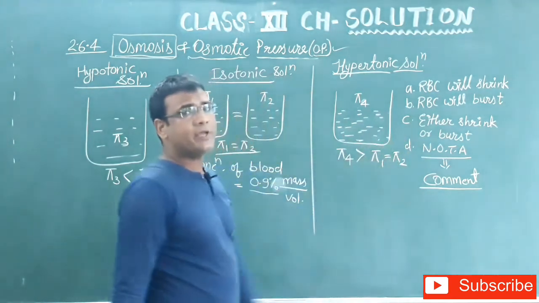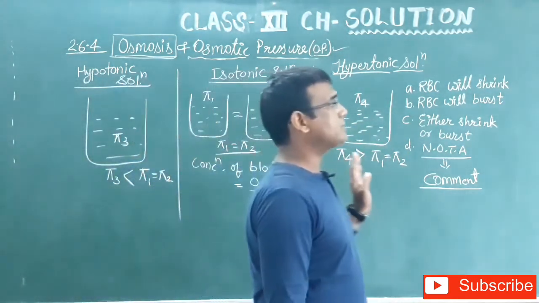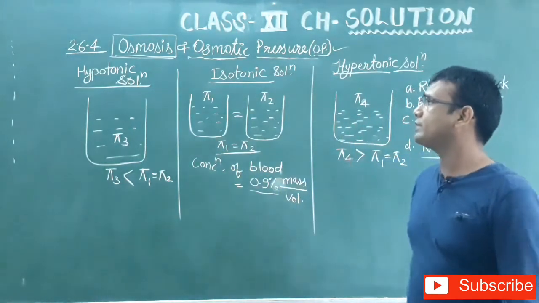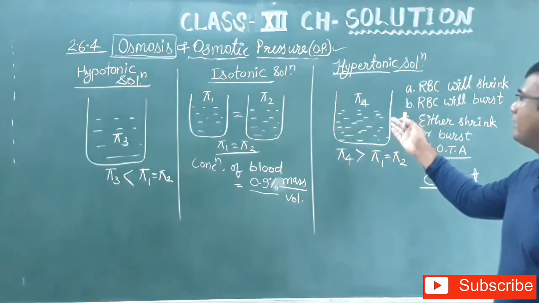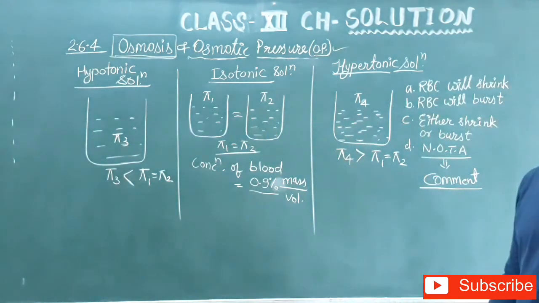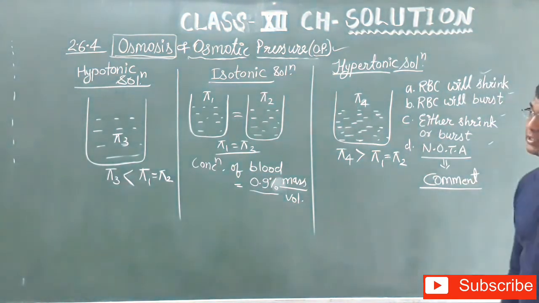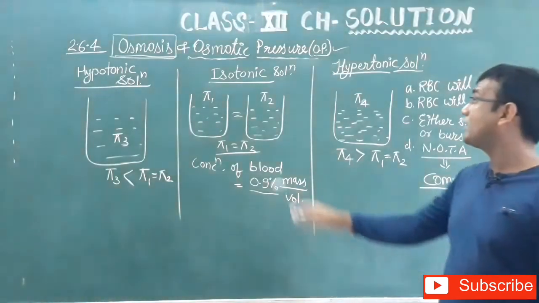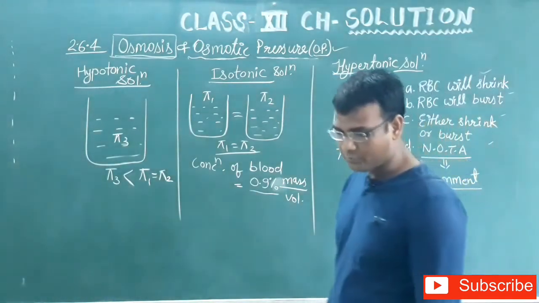The same question may be asked for this solution also. Now the same question may be asked for the first type of solution, that is hypotonic solution. How? Simply, if an RBC is kept in hypotonic solution, what will happen? All the same options. What is the answer? And if RBC is kept in an isotonic solution, then what will happen? So these are the important questions.